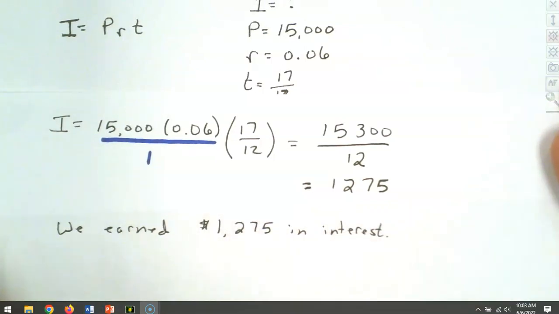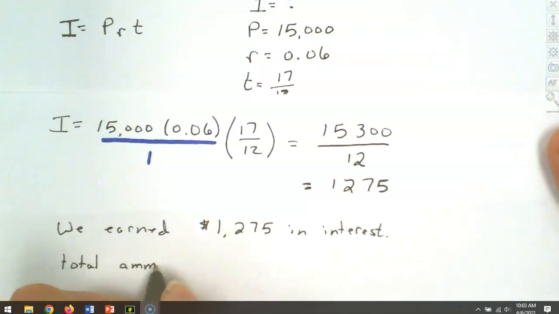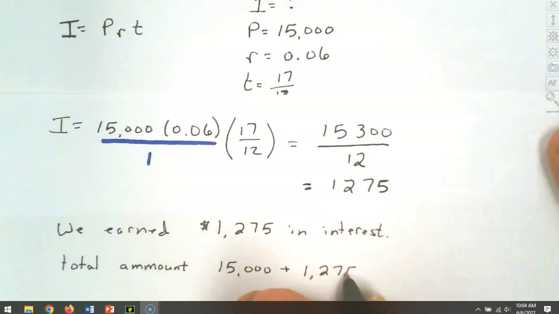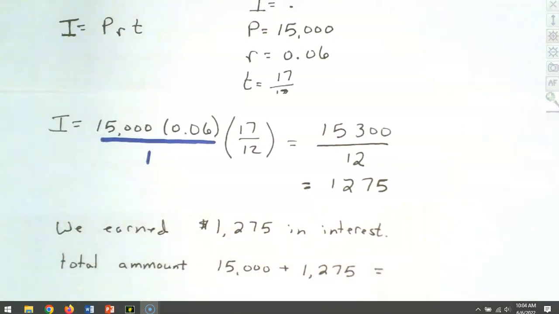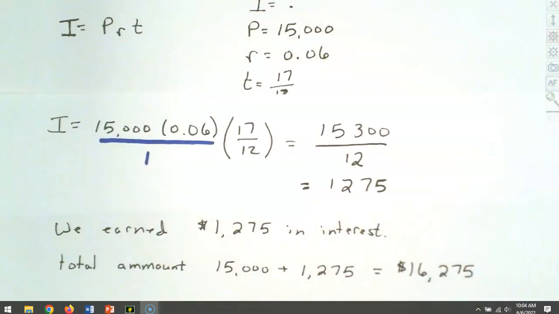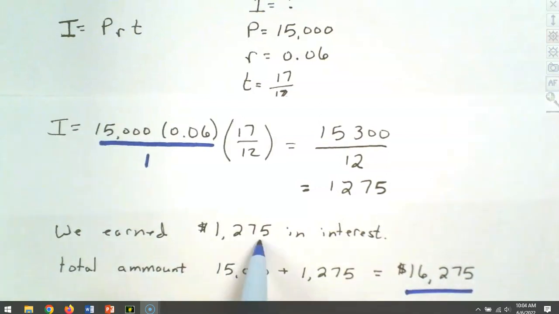How do we find the total amount? Well, the total amount is going to be 15,000 from the original plus the 1,275, and that gives us then a grand total of $16,275. So that is your total amount here, and there's your interest.